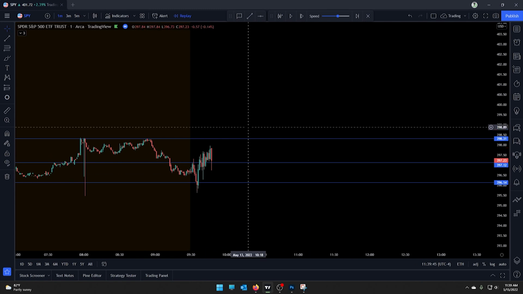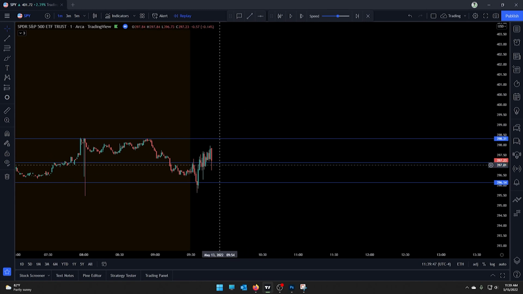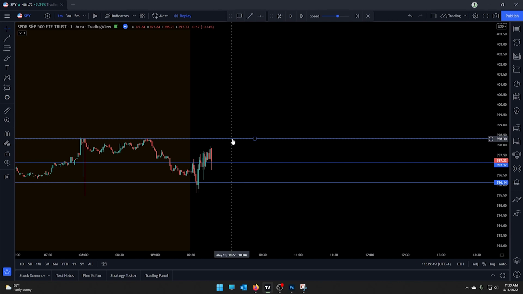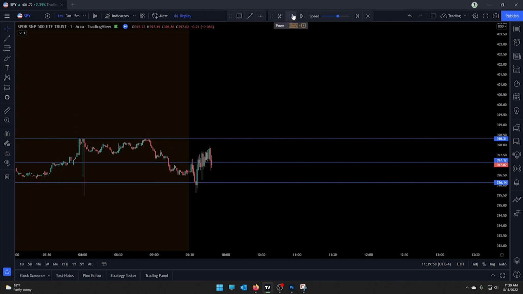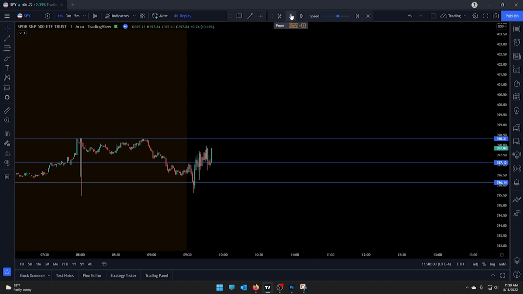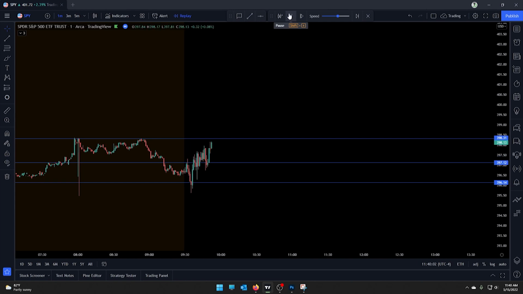So we know we're trending up at this point, but we know we're coming into an area where we couldn't get through just recently. So the smart move is to let it play out and see where it goes. Now I'm going to pause it here.